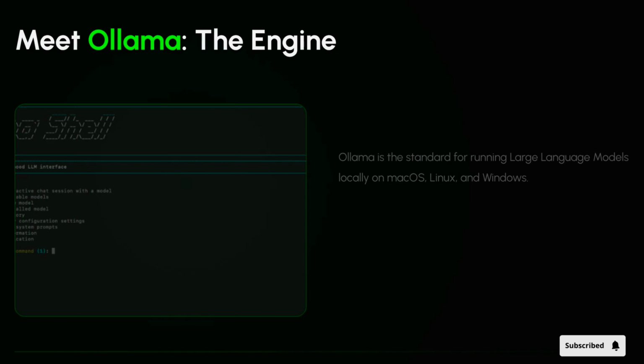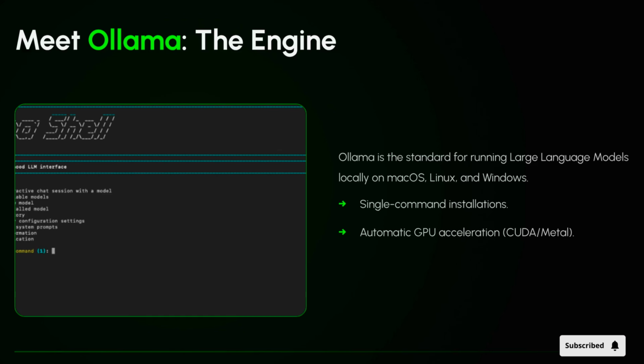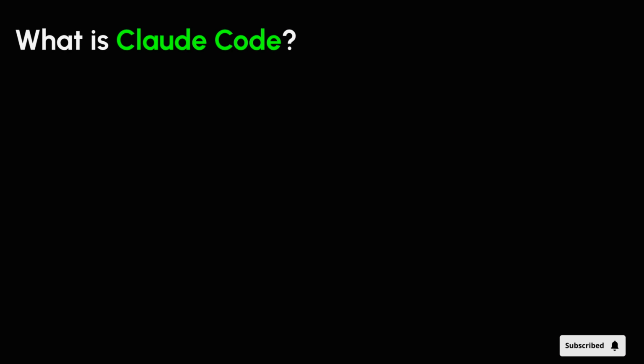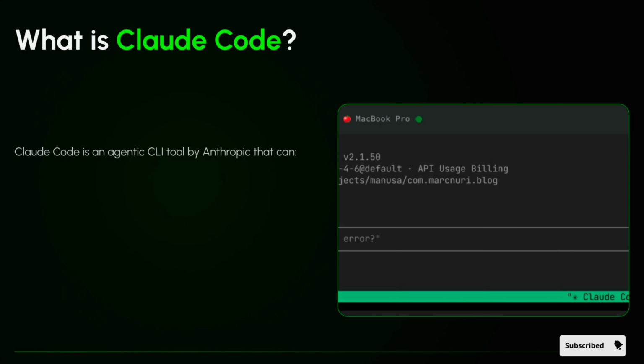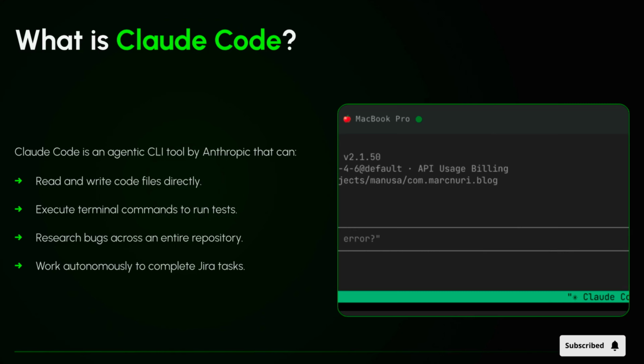your projects. Meet Ollama, the engine for running large language models locally on various operating systems. It offers single command installations, automatic GPU acceleration, and a simple API mimicking industry standards. Claude Code is an agentic CLI tool that can read and write code files, execute terminal commands for tests, research bugs, and autonomously complete tasks. We're bringing this functionality locally.